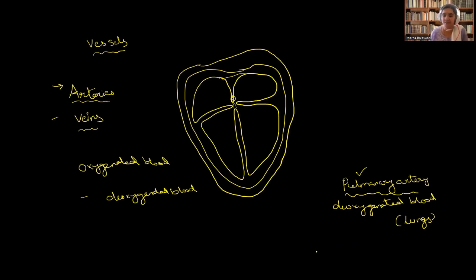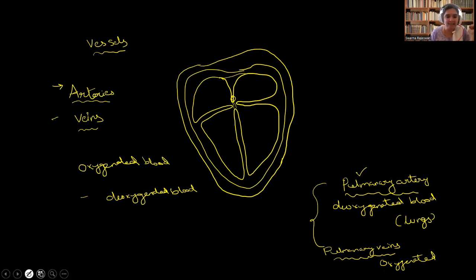And there is a vein. Veins always carry the deoxygenated blood, and there is a vein which is an exception, which are the pulmonary veins. Pulmonary veins carry the oxygenated blood from the lungs to the heart. So these two are exceptions, that is pulmonary artery and pulmonary vein. So pulmonary artery carries deoxygenated blood to the lungs for purification, and that purified blood from the lungs will be carried to the heart again by the pulmonary veins.